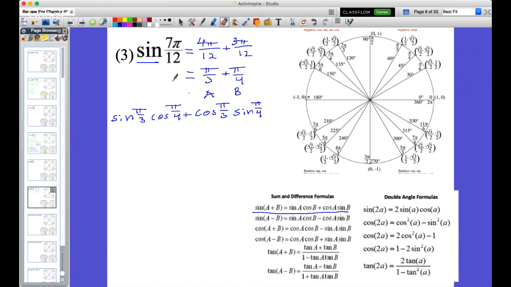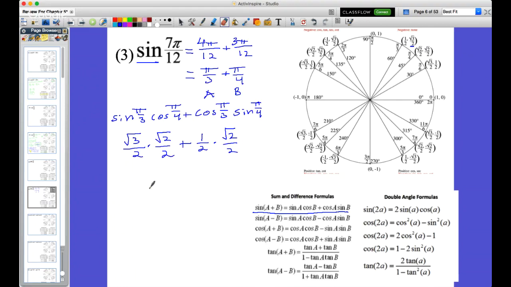Now, when we're evaluating sine of pi over 3, I'm looking at the sine, which is the y value, so that's going to be root 3 over 2. I'm multiplying that by the cosine of pi over 4, which is root 2 over 2. Then I'm adding that to the cosine of pi over 3, which is 1/2, times the sine of pi over 4, which is root 2 over 2.